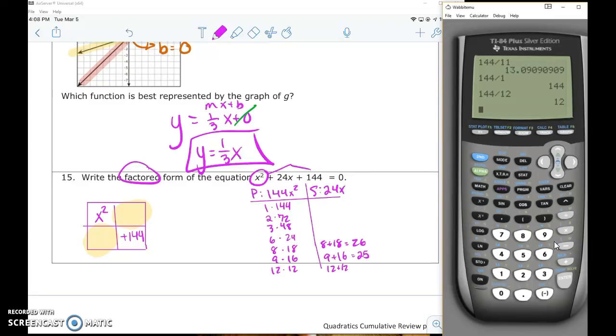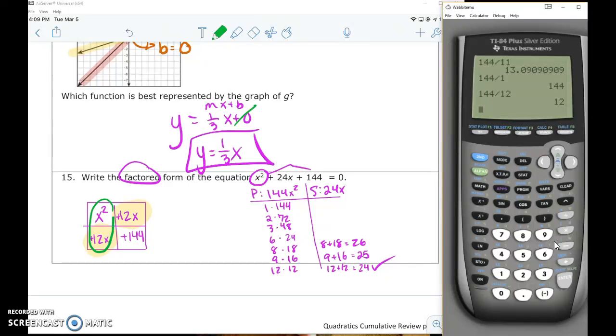And guys, some of you might know this off the top of your head, but I'm just modeling this so that you know how to go through and find these pieces. 12 plus 12 is also 24. So these are our magic numbers. We fill in with positive 12x and positive 12x.